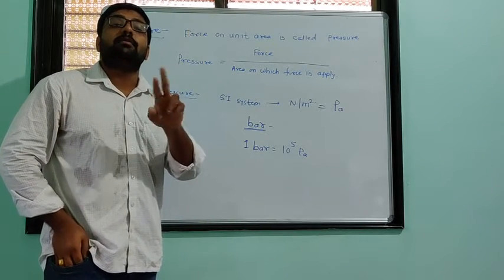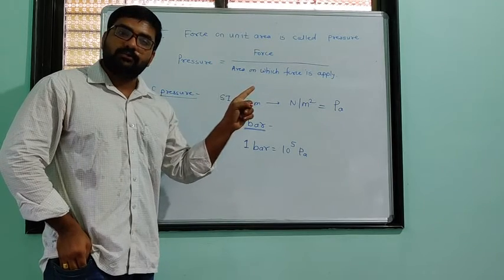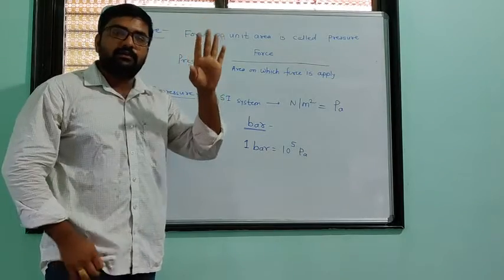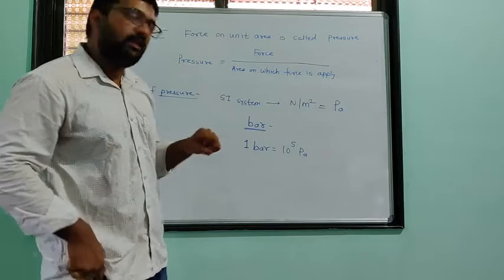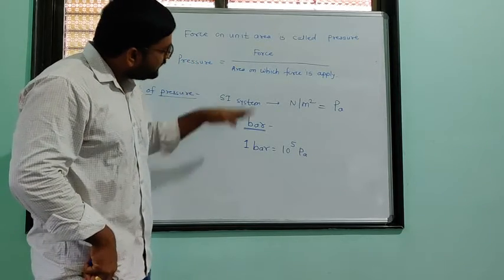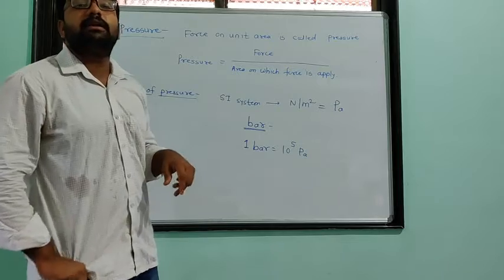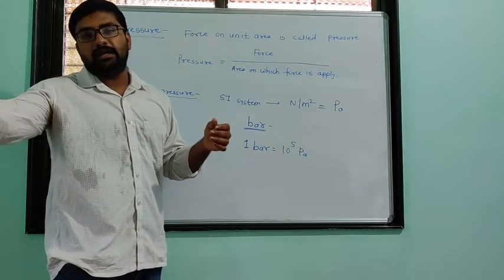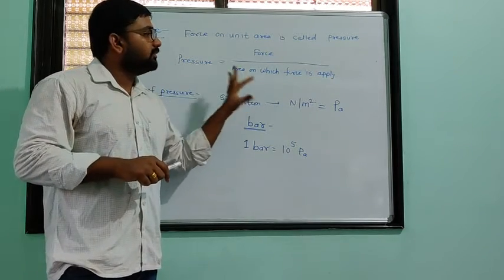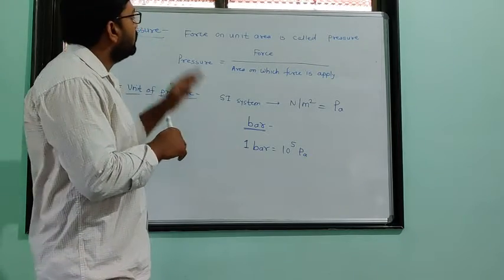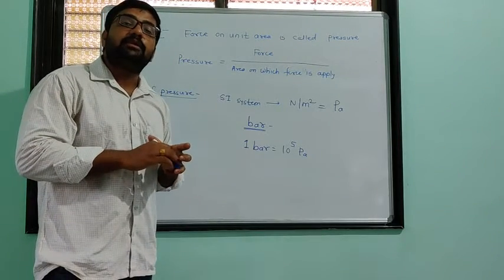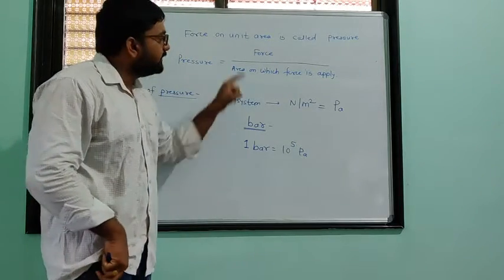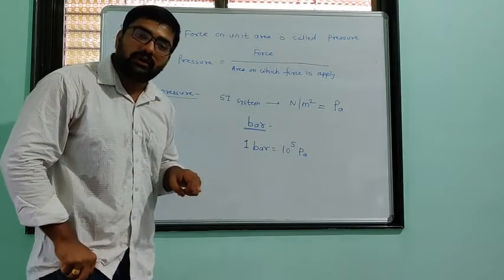So pressure has an inverse relation with area. Inverse means if we increase one quantity, the other decreases. As we increase area, pressure decreases, and as we decrease area, pressure increases, and it has a direct relation with force. As we increase force, pressure increases. You have to remember that. Pressure is force on unit area, and its formula is force upon the area of contact.